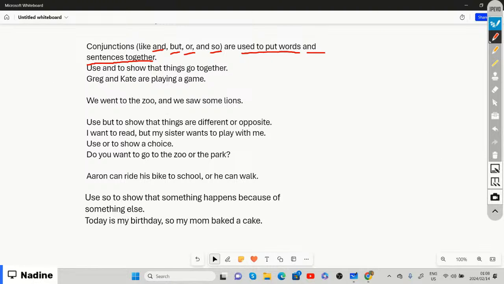We use the word and to show that things go together. It is this and that, right? So things are going together. For example, it says Greg and Kate are playing a game. So we use and to show that things go together.